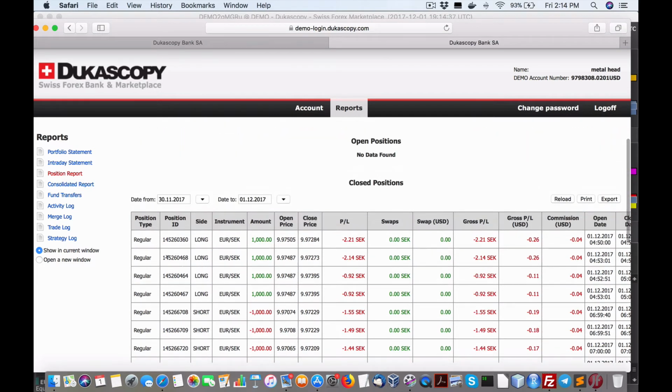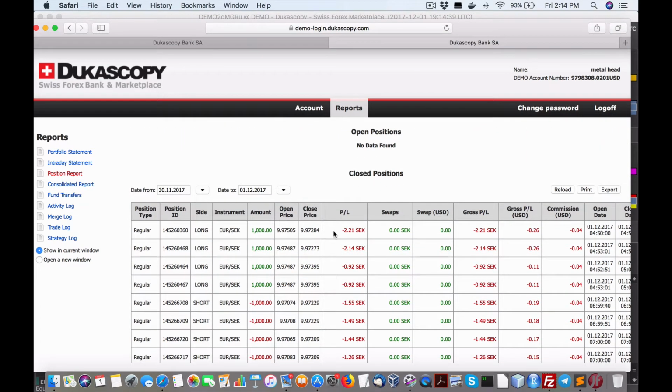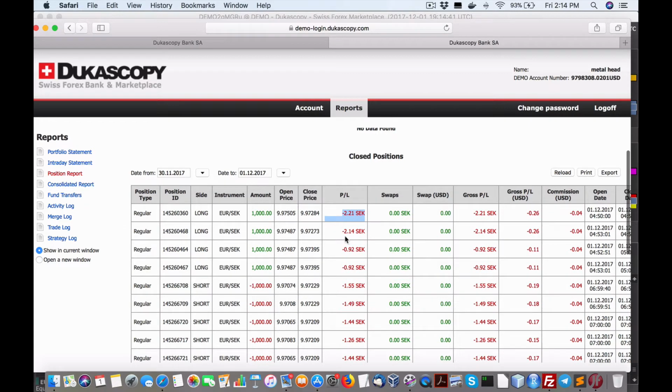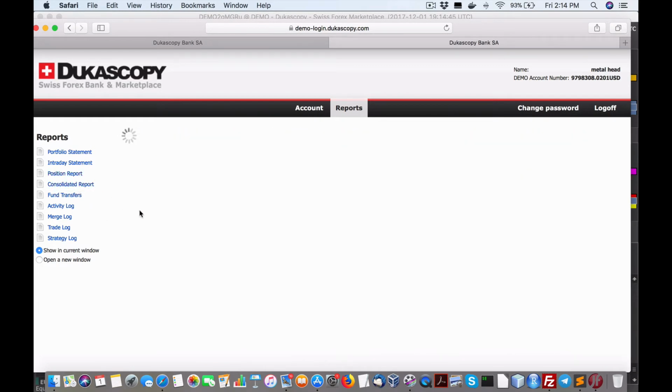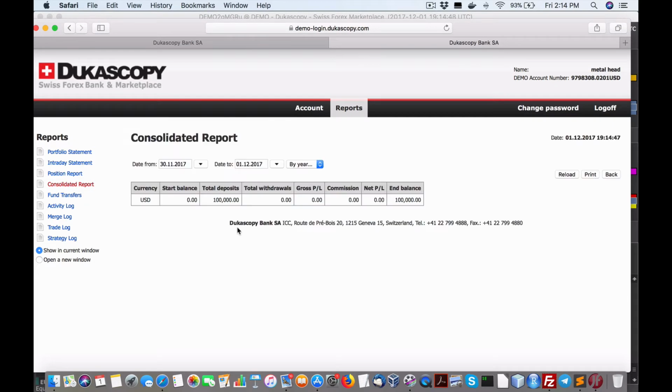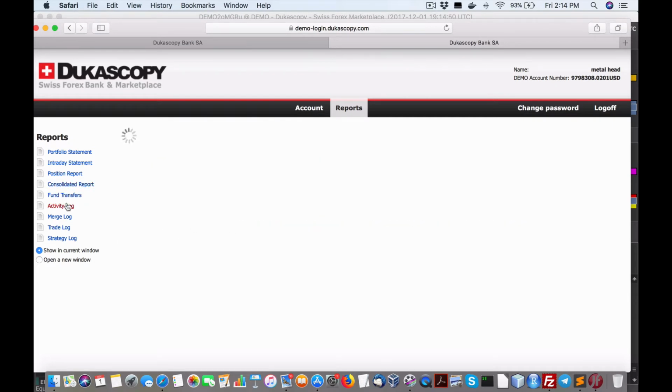But over the last few days, I got a lot of these negative P&Ls, and that was just due to this stupid decimal problem. So I'm just trying to see if there's anything else that I can see here.